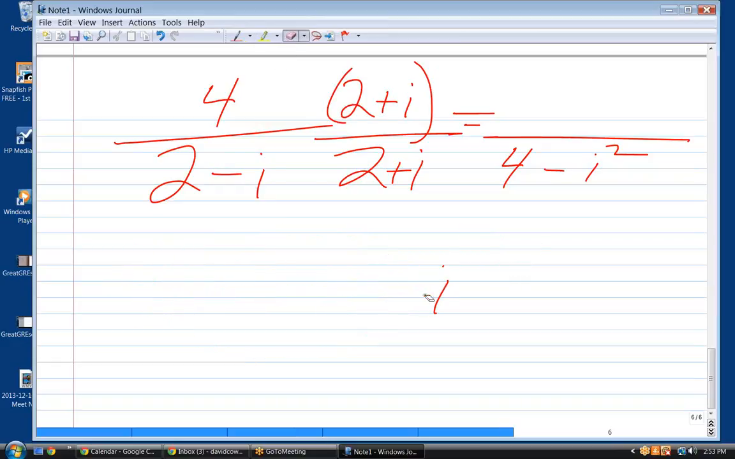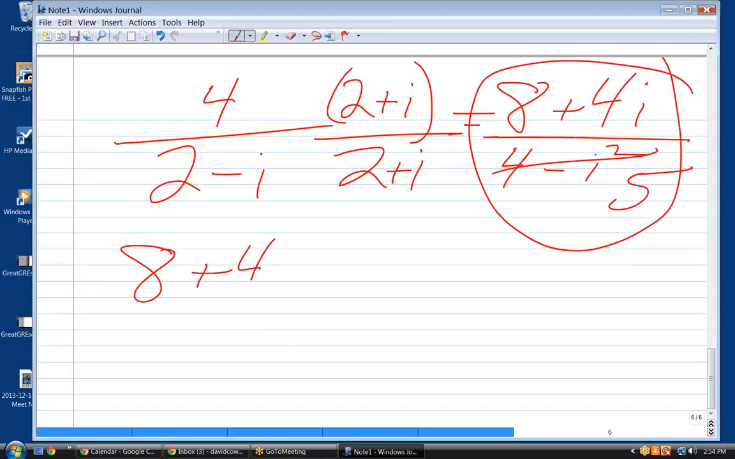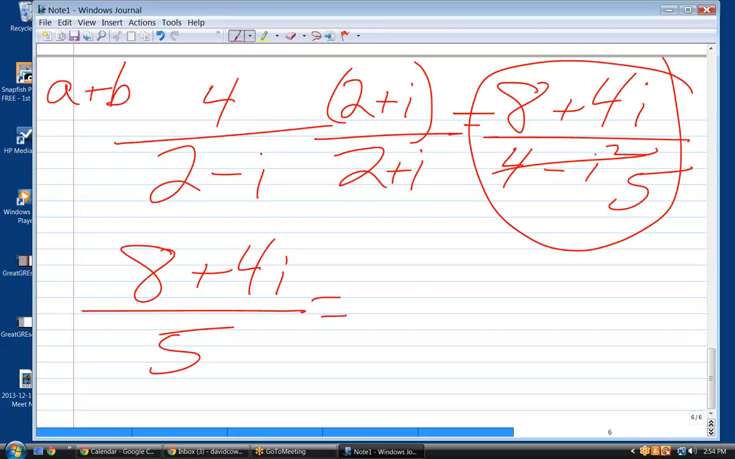And the top, it would just be 4 times 2 plus i, so that's 8 plus 4i. What's the bottom equal? The bottom equals 4 minus negative 1, so it is 5. Now put it in standard format, because that's not in standard format. In other words, 8 plus 4i divided by 5 equals what if I want to put it in a plus bi format?